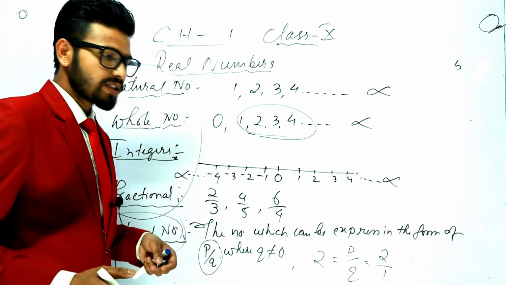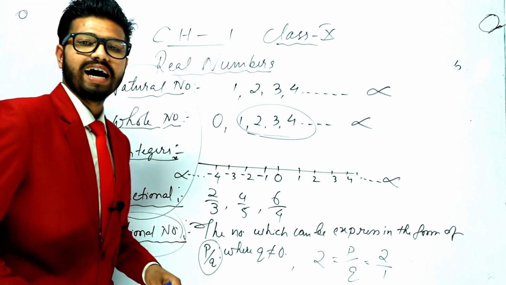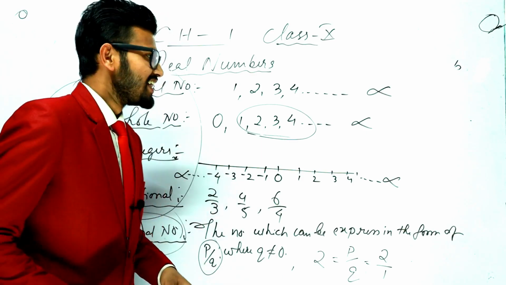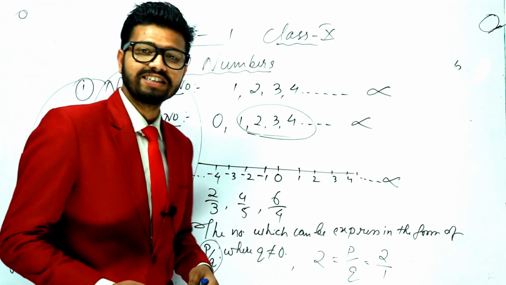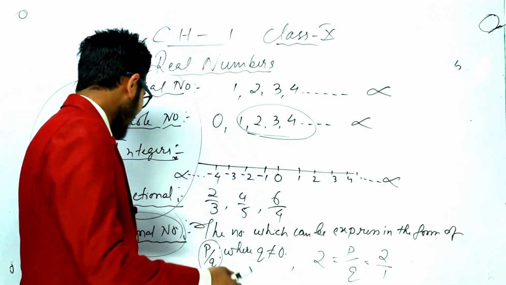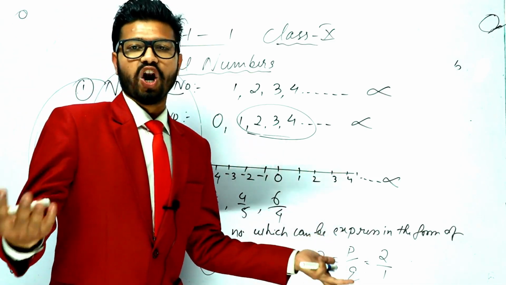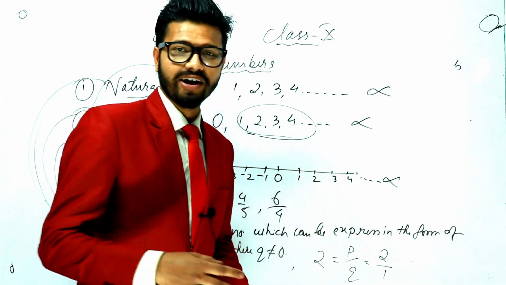Now let us come to the next point. All the numbers, natural number, whole number, integer, fraction, are rational numbers. I hope that point is clear. Now let us come to one more term, the irrational number. The definition is quite simple and relevant to the rational number. As a rational number can be expressed, an irrational number cannot be expressed. That's a simple definition. Let me write the term for you.